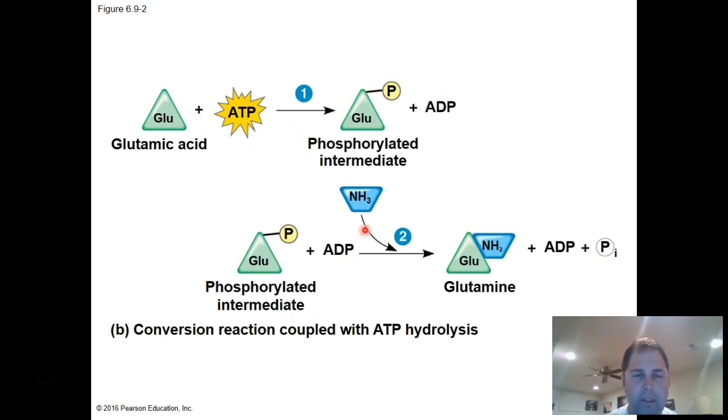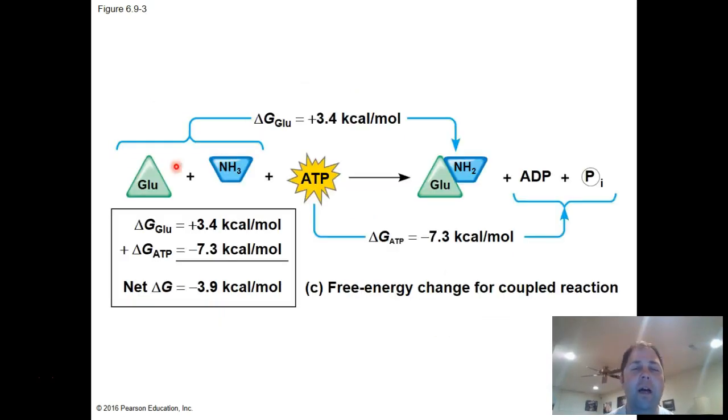And now this reaction of the phosphorylated intermediate plus NH3 becomes spontaneous, giving us the glutamine. And when I say it becomes spontaneous, you might say, wait, how did it become spontaneous? It wasn't before. That's because of the coupling.